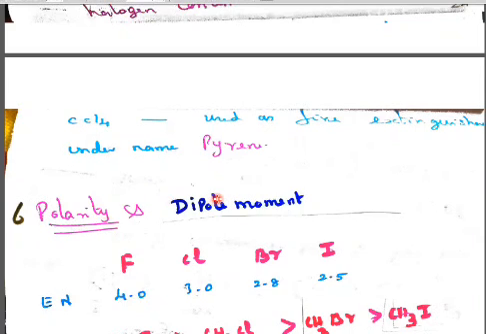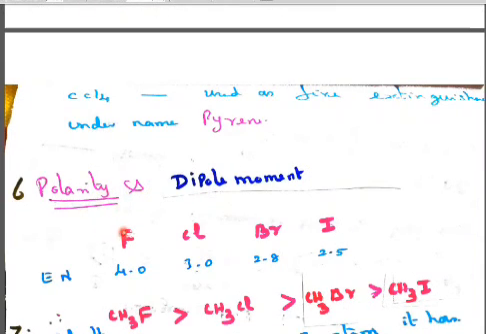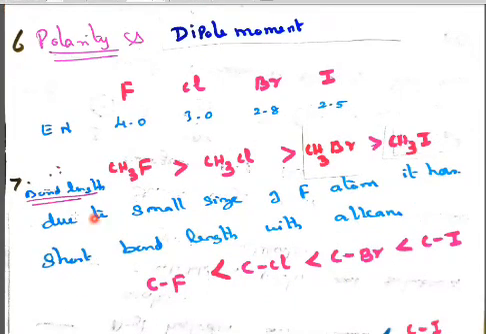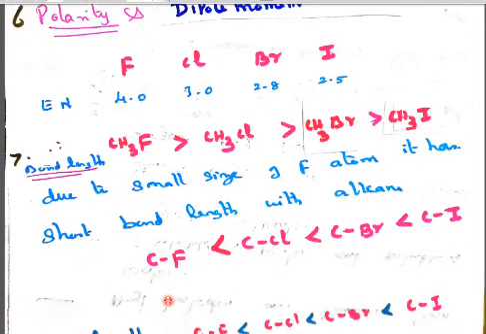Polarity and dipole moment. It is very important: the electronegativity of fluorine, chlorine, bromine, iodine is 4.0, 3.0, 2.8, and 2.5. Now the bond length: CH3F, CH3Cl, CH3Br is less than CH3I. Due to the small size of the fluorine atom, it has a very short bond length with the alkanes. These are the electronegativity values. Bond length is more in C-I, C-Br is greater than C-Cl, and it is very little in C-F.